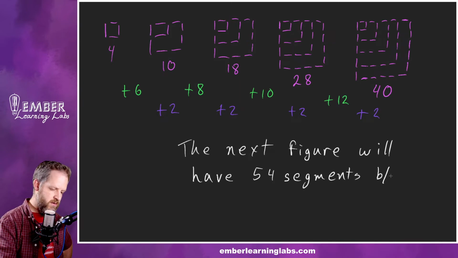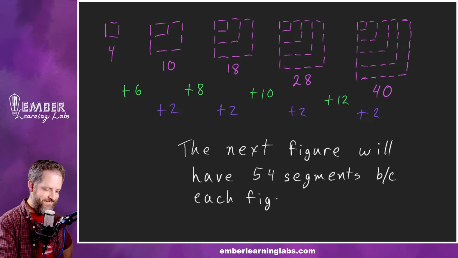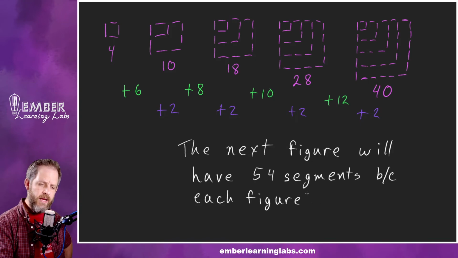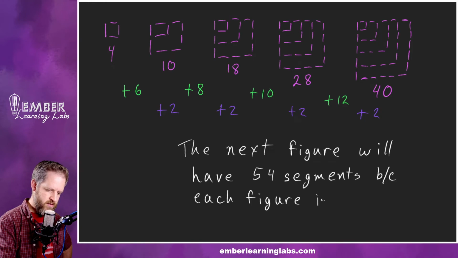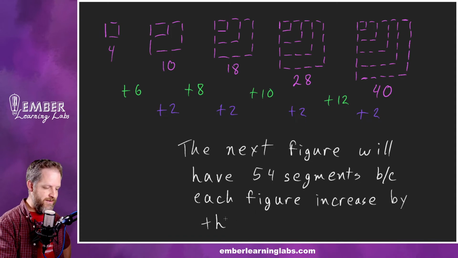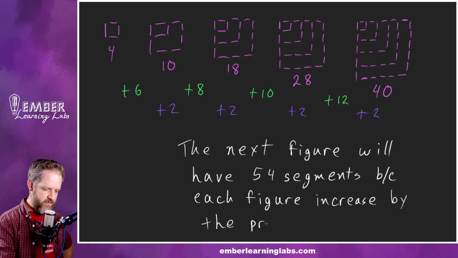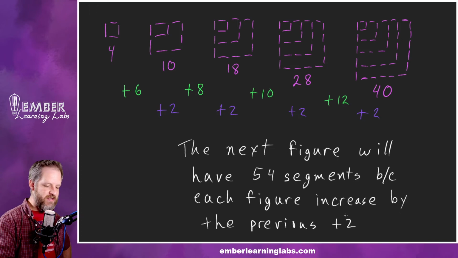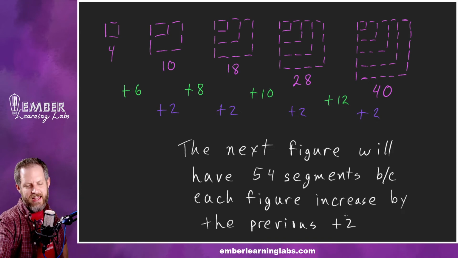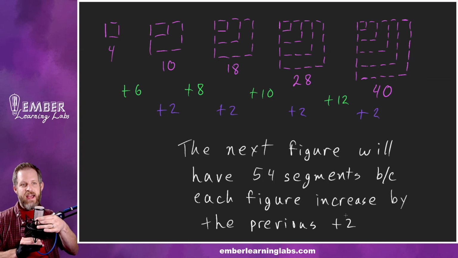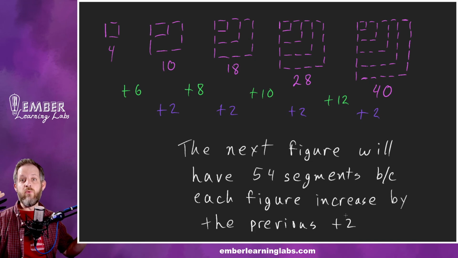Because each figure increases by the previous increase plus 2. That's not great, but it gives us enough to get what's going on. And again, the point is, this is what we mean by inductive reasoning, where we look at specific examples and then we write a rule from that.